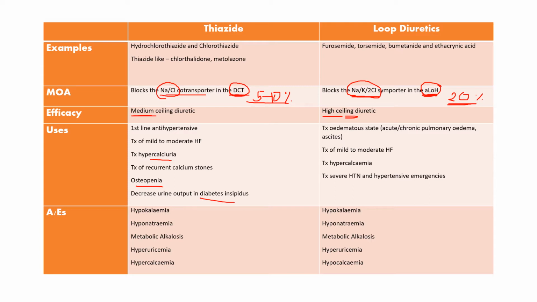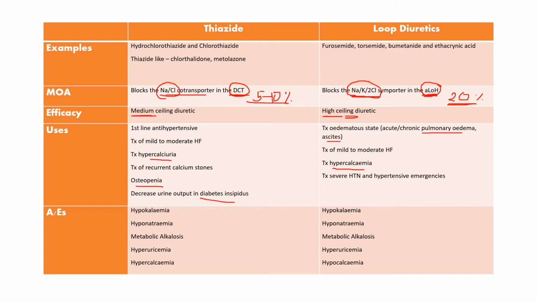In loop diuretics, they are mainly used to treat edema because they're really powerful in excreting that water. So edema as in pulmonary edema, both acute and chronic, in ascites and heart failure, when the fluid backs up into the lungs or in the systemic circulation, you could use this. Used to treat hypercalcemia, so that's high calcium in the blood. They're used to treat severe hypertension and in hypertensive emergencies due to the rapid onset of action.